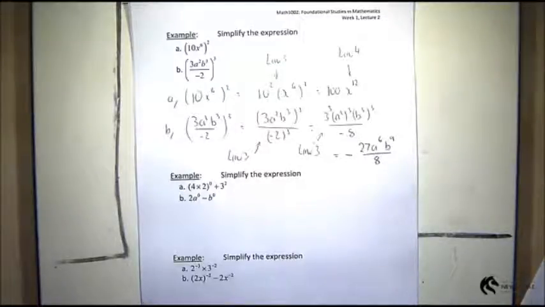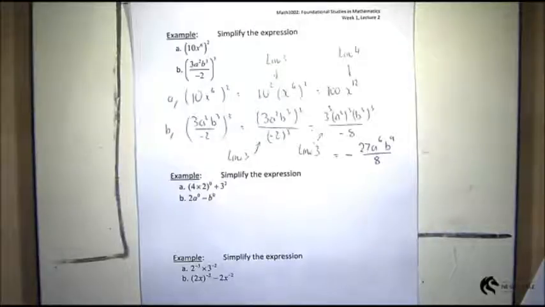Law 5 says a to the power 0 is equal to 1. If I said a to the m divided by a to the m, it doesn't matter what m is, that's a number divided by itself, which is definitely equal to 1. Agreed? Any number divided by itself is 1.